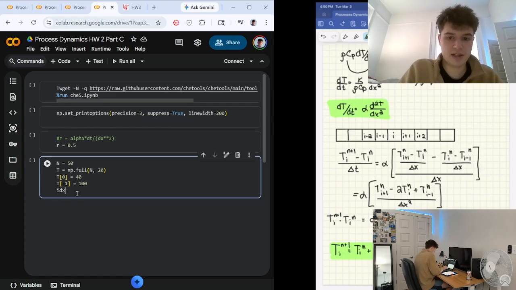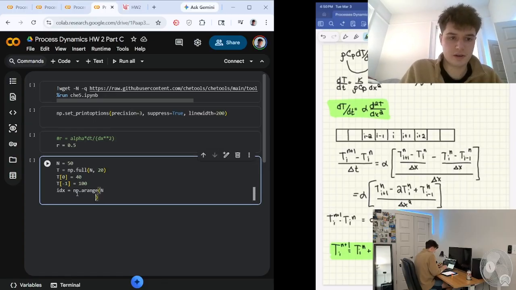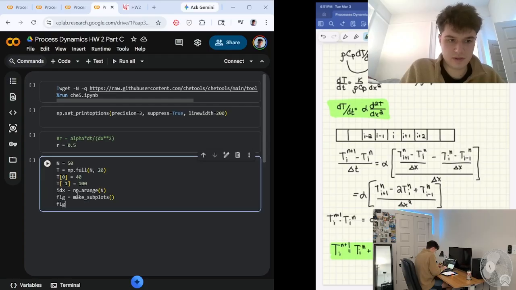And then we want our IDX to be equal to np.arange, not arrange, of value n. And then we want fig is equal to make subplots. We also need fig. Again, we've done this a million times.